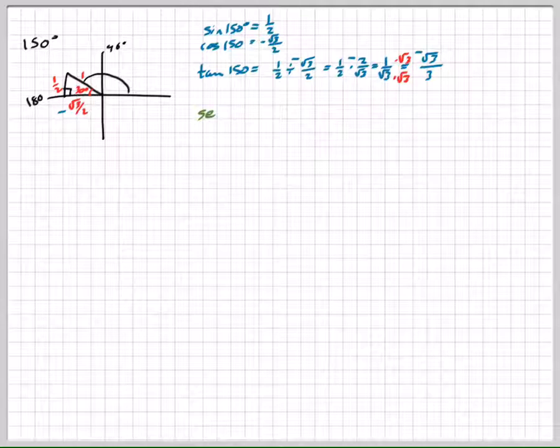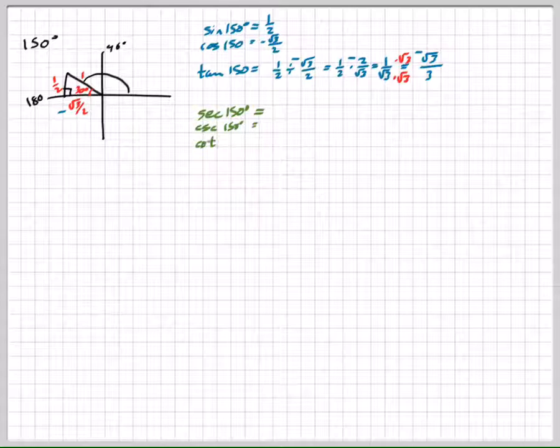What about our reciprocal functions? You guys remember these? Can we find our reciprocal functions? These are secant, cosecant, and cotangent.